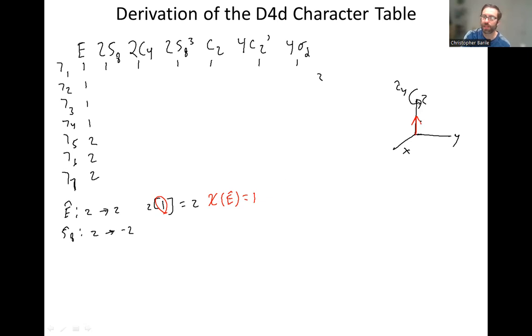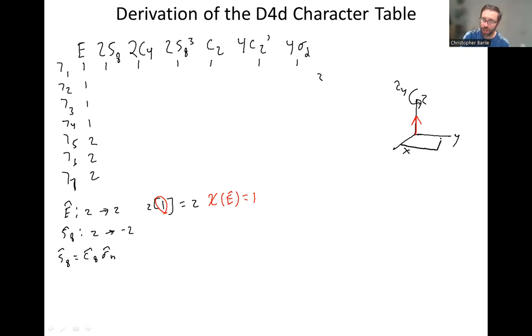And why is that? Because when we do an S8, remember, an S8 is equal to a C8 followed by a sigma H. When we do an S8, we're doing a 45-degree rotation along the Z-axis. Well, that's not going to change the Z vector. We take that Z vector and we spin it along the Z-axis, the tail's still pointing up, right? The arrow's still pointing up. So that doesn't change anything.